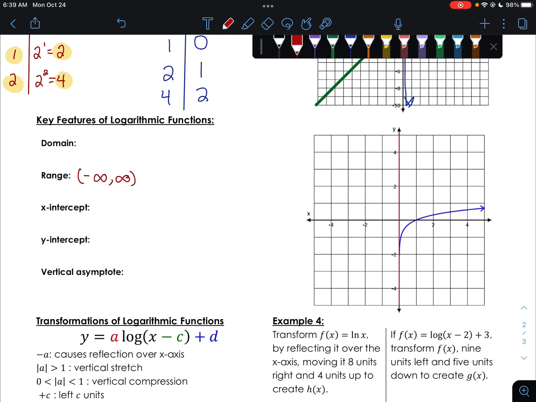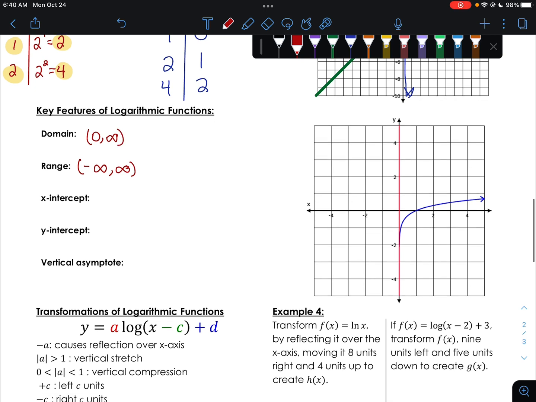Negative infinity to positive infinity. It's going to keep going up and it keeps going down even though it doesn't look like it on this graph. Okay, and the domain is what changes. It now starts at that vertical asymptote at 0. So our domain is all real numbers greater than 0. So we can say 0 to infinity, making sure 0 is not included.